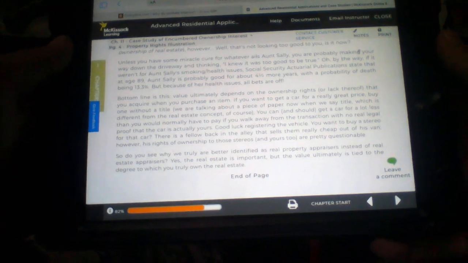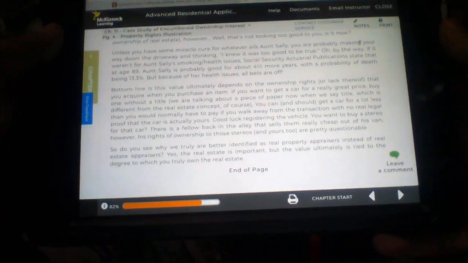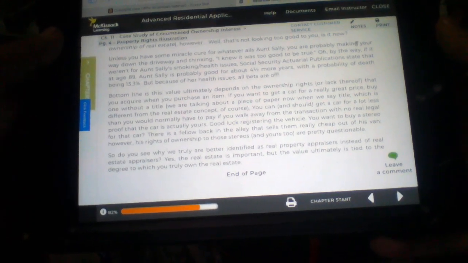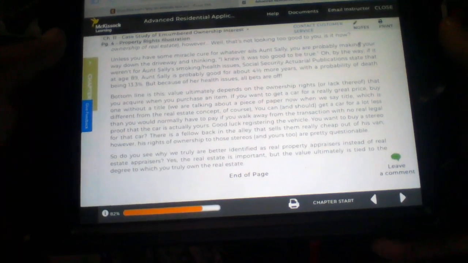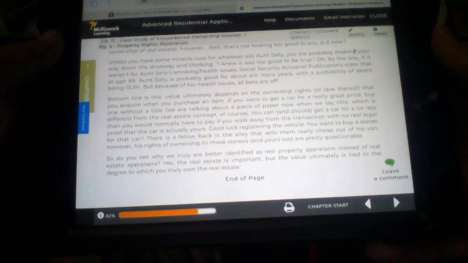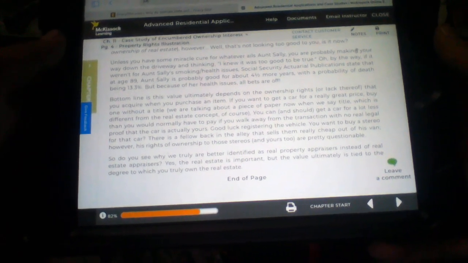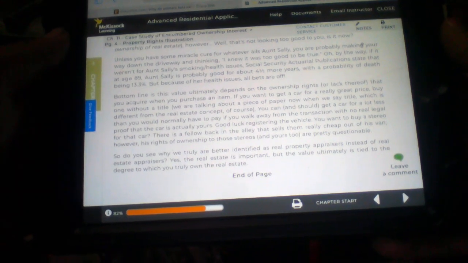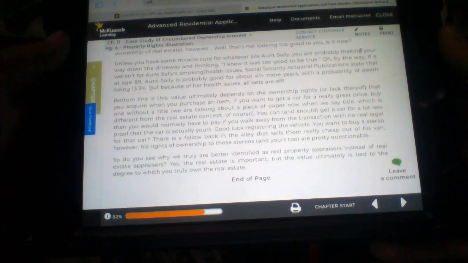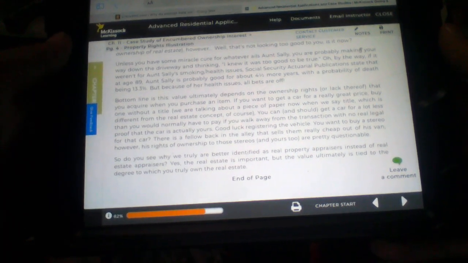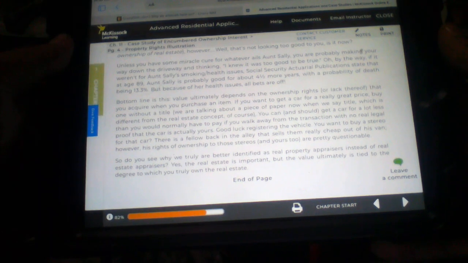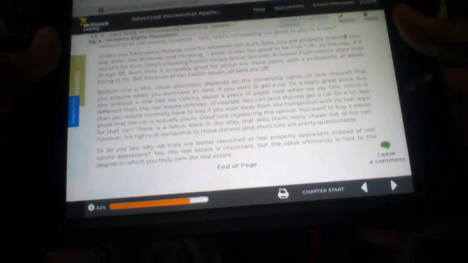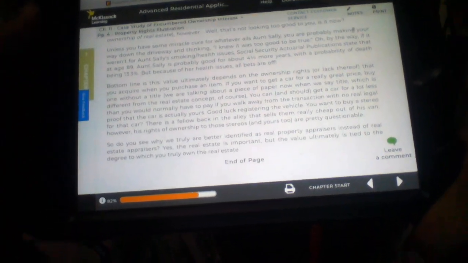Unless you have some miracle cure for whatever ails Aunt Sally, you are probably making your way down the driveway and thinking, I knew it was too good to be true. Oh, by the way, if it weren't for Aunt Sally's smoking/health issues, Social Security actuarial publications state that at age 89, Aunt Sally is probably good for about 4.5 more years, with the probability of death being 13.3%. But because of her health issues, all bets are off.